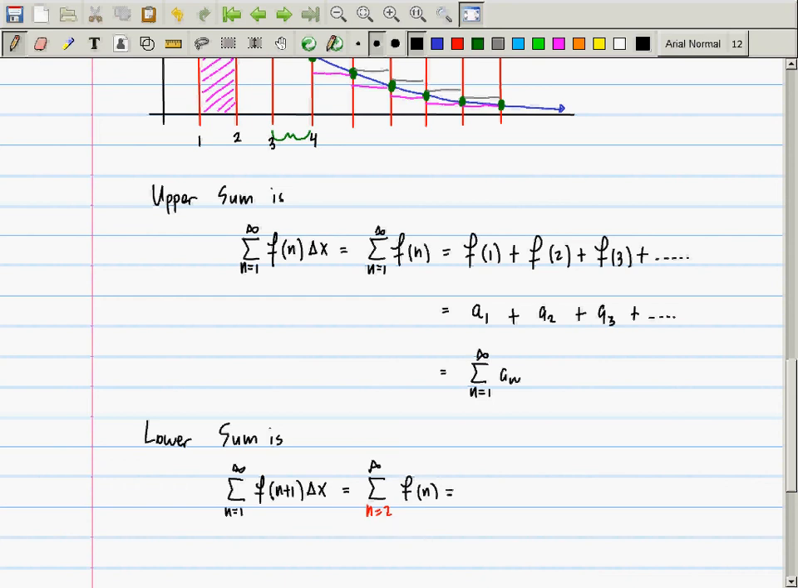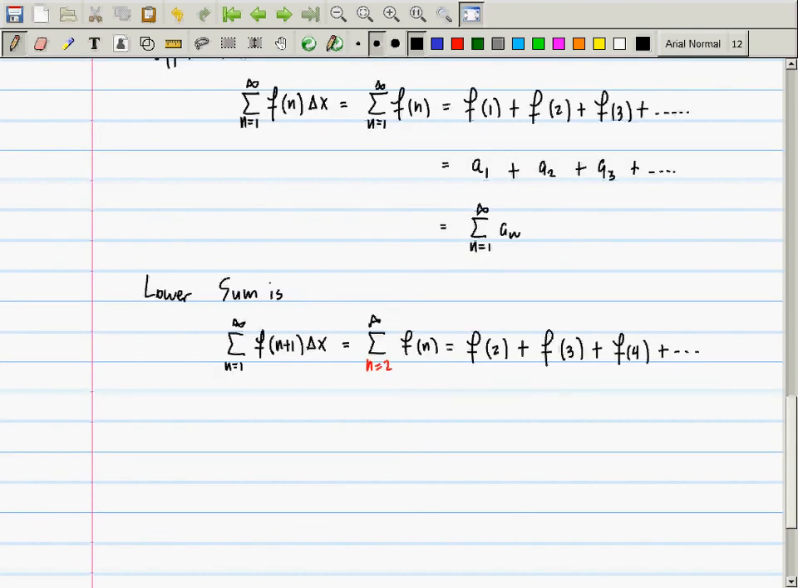which is F2 plus F3 plus F4 plus dot, dot, dot, which is, for the same reasoning as above, the sum from n is 2 to infinity of an. Okay, so what I'm saying is that we have this integral. The integral, on the one hand, is less than this sum. And on the other hand, the integral is greater than this sum. So what is the difference between these two? The difference between these two is the constant value a1.